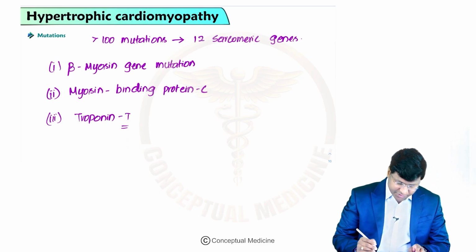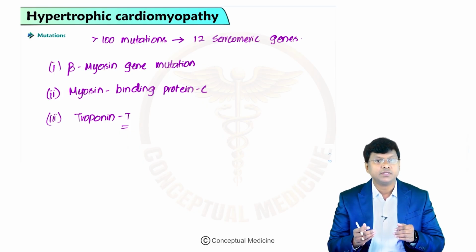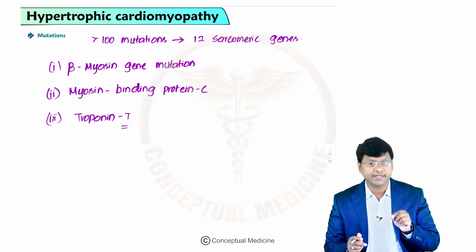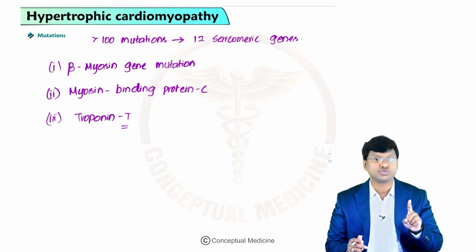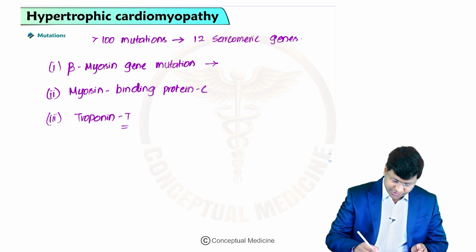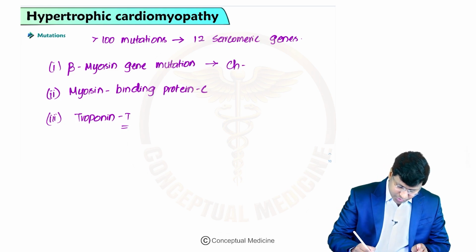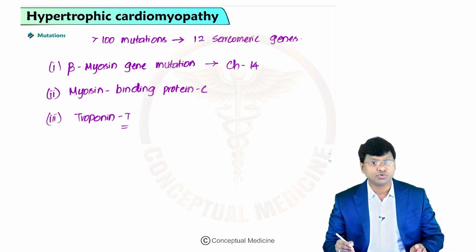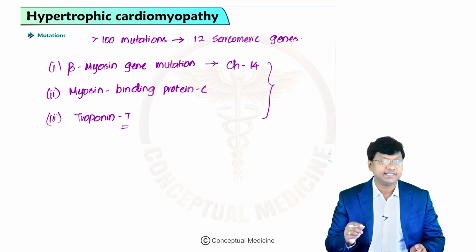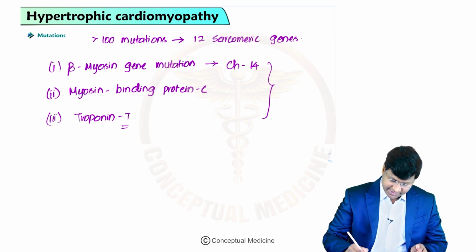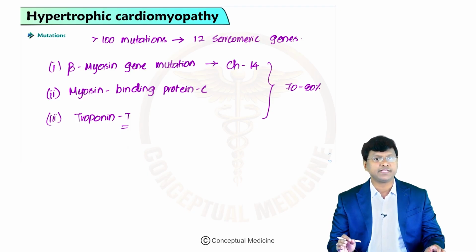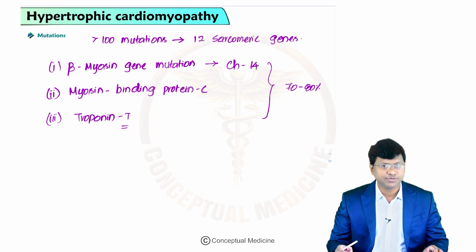So, the gene which is responsible for coding this particular troponin T mutation will also lead to hypertrophic cardiomyopathy. Particularly, what is the type of inheritance? I have said already, it is autosomal dominant. And for the beta-myosin gene, another important multiple choice question you need to know is that it is present on chromosome 14. And these three gene mutations account for 70 to 80% of all cases of hypertrophic cardiomyopathy. So that is about the mutations.